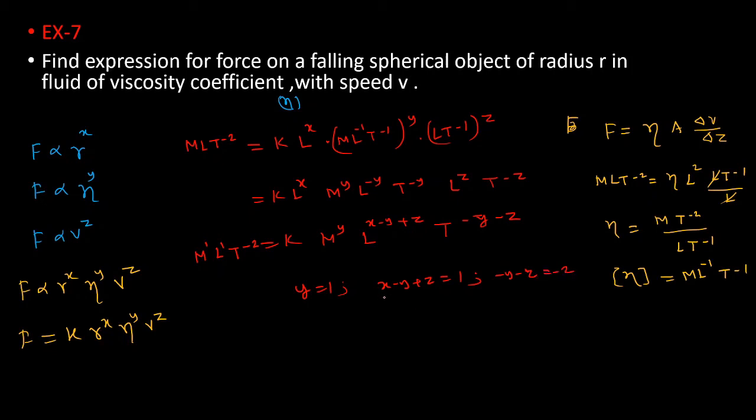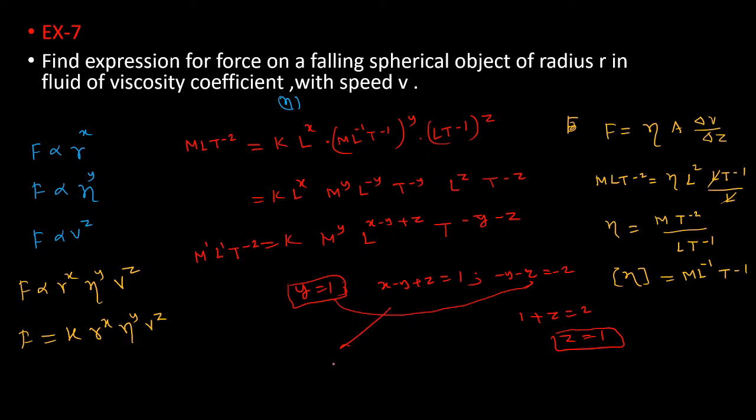So I will put the value of y in this equation. Y is 1, cancel the minus sign: 1 plus z equals 2. So z will be 1. So now we have the value of z, which equals 1, and the value of y, which equals 1. So we have to find out the value of x.